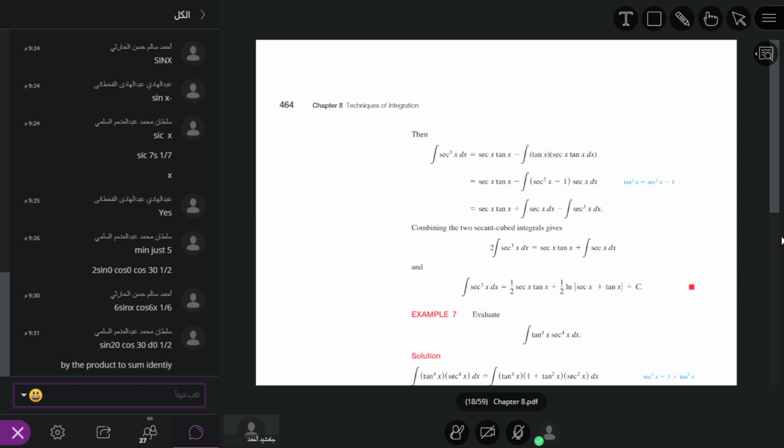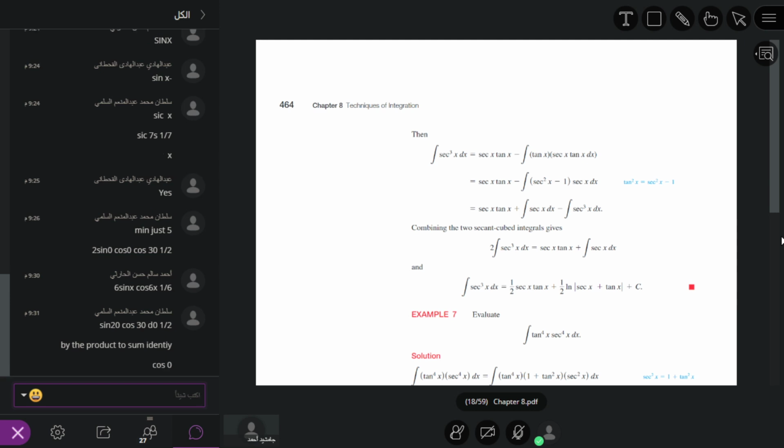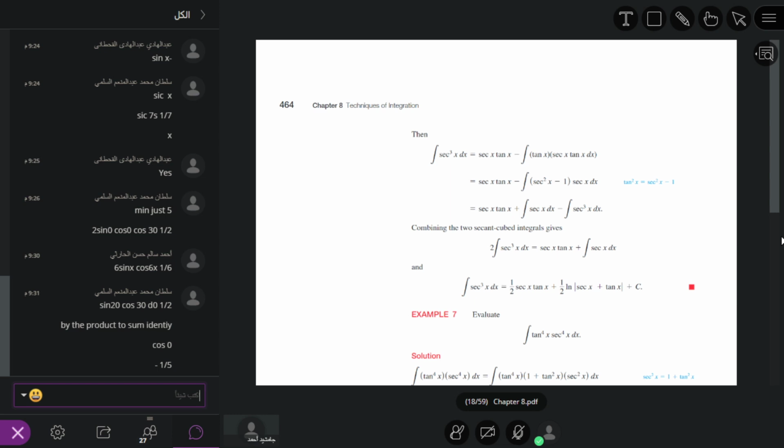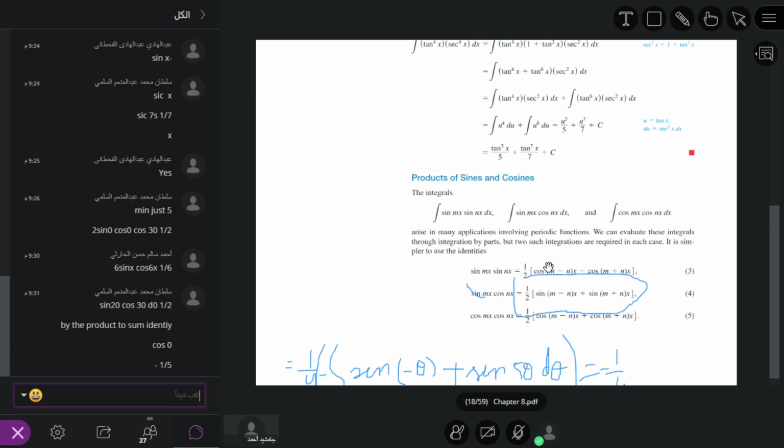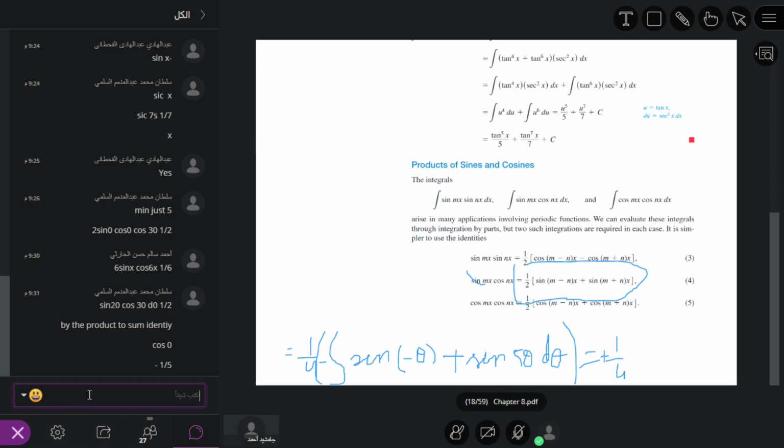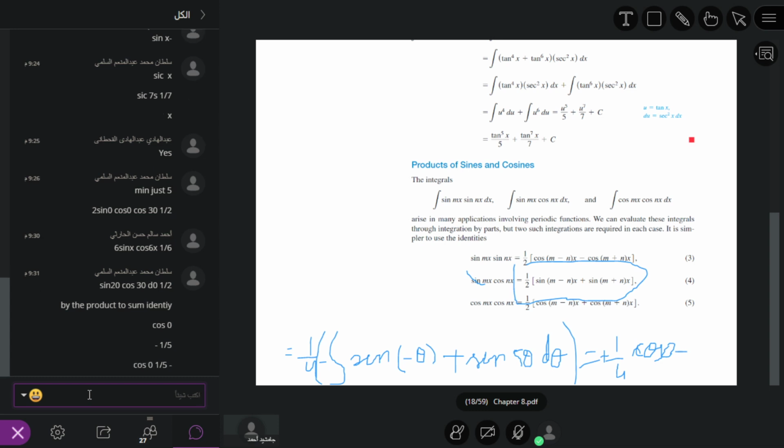What is the integral of sine theta? Minus cosine, not sine, minus cosine. So thus we get minus times minus, so here it will become plus cosine theta. Plus cosine theta. Now here 1 by 4.